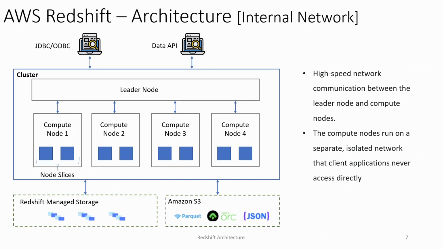So the next component of the AWS Redshift architecture is the internal network. AWS Redshift takes advantage of AWS high-speed internal networking to communicate between the leader node and compute nodes. The compute nodes run on a dedicated, isolated network that client applications will never have direct access to, for security purposes. So that sums up all of the key components of AWS Redshift architecture.